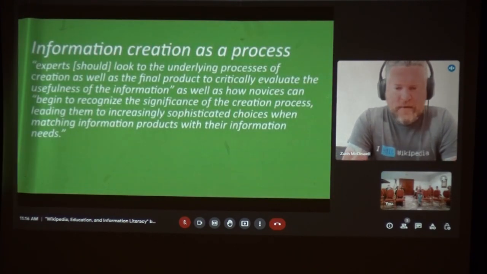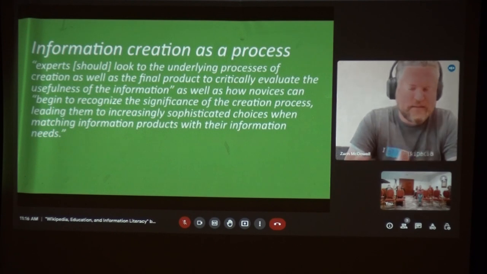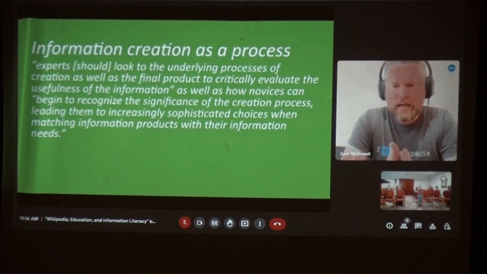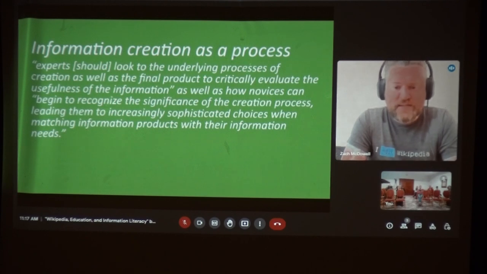So the next framework, information as a process, talks a lot about experts versus novices, right? They say experts look at the underlying process of creation as well as the final product to critically evaluate usefulness. And novices begin to recognize the significance of the creation process, leading them to increasingly sophisticated choices when matching information products with information needs.